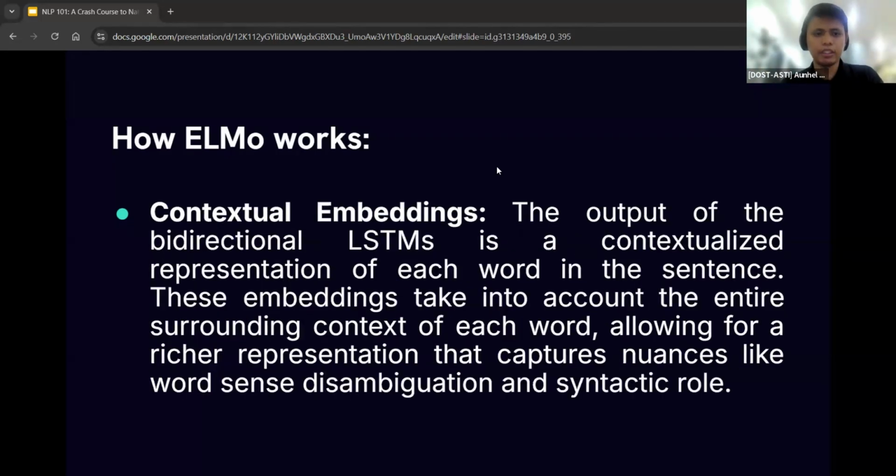Okay. Then we generate what we call contextual embeddings. The output of the bidirectional LSTMs is a contextualized representation of each word. So na-represent yung word based sa mismong context niya, including the entirety of all the words in that document or in that sentence. These embeddings take into account the entire surrounding context of each word, allowing for a richer representation. So mas accurate compared sa mga previous approaches.